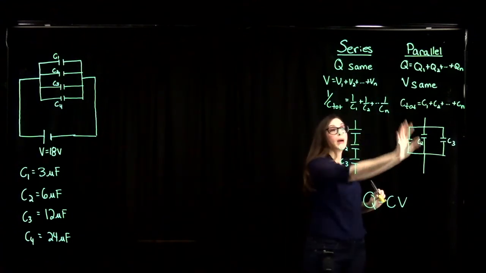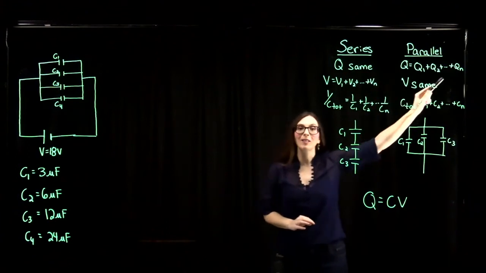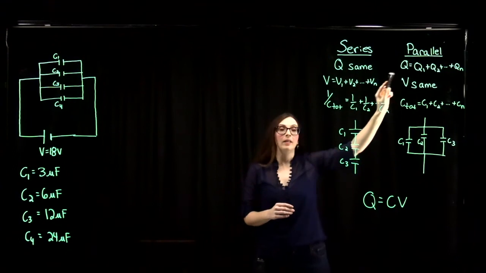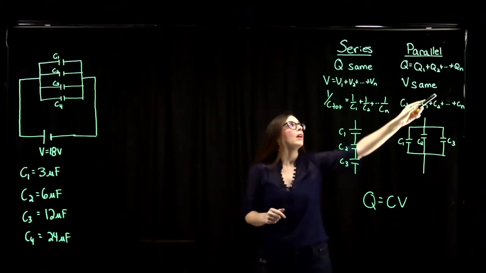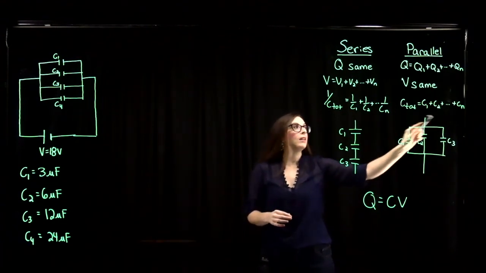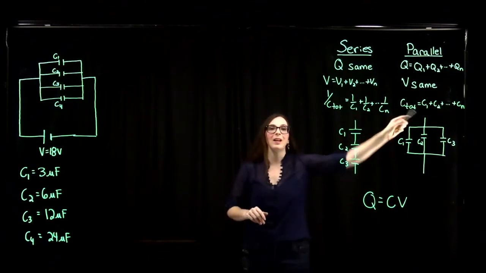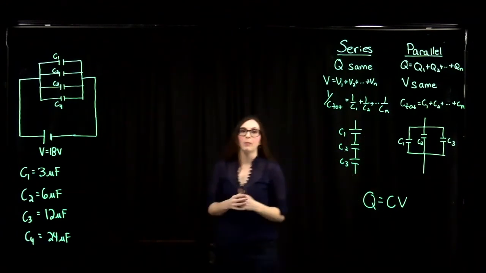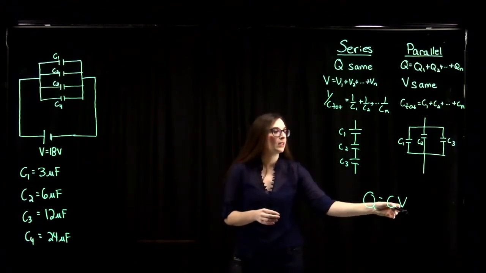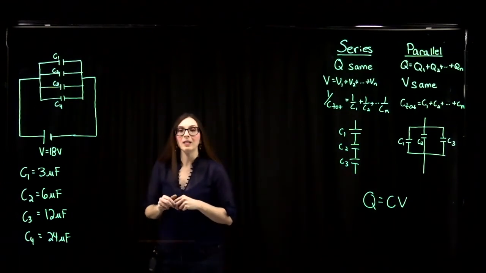For our capacitors in parallel, the charge adds up throughout the circuit on all of our capacitors to equal the total charge on our equivalent capacitor. The potential difference across all the capacitors is the same, and the capacitance just adds up linearly, it adds up normally for all of the capacitors. And we also have our equation Q is equal to the capacitance times the potential. Q is our charge in our plates.